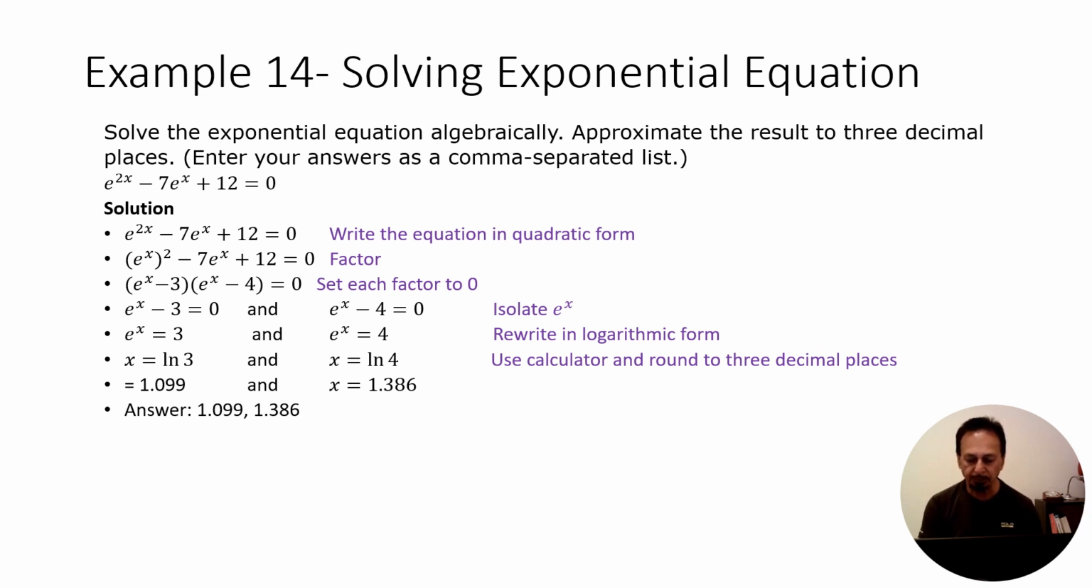So isolate, move the minus 3 to the right, we have e to the x equal to 3. And similarly e to the x equal to 4. Now we rewrite in exponential form, so we can write x equals log of 3. Since e has a base of e, it becomes natural log of 3. Similarly, x equals natural log of 4. Now we put it on the calculator to 3 decimal places, so we get x equal to 1.099, and here we get x equal to 1.386.